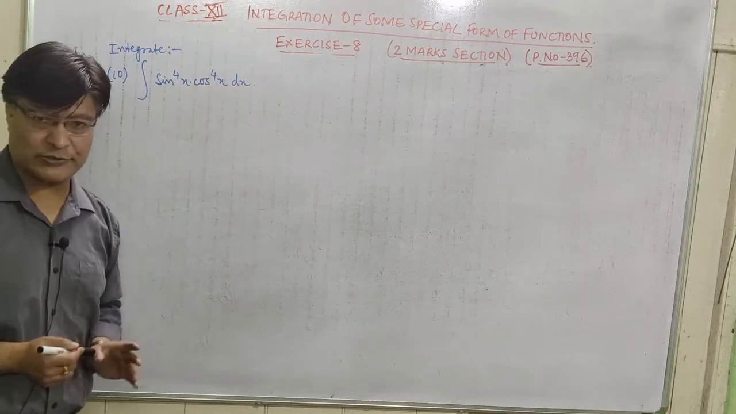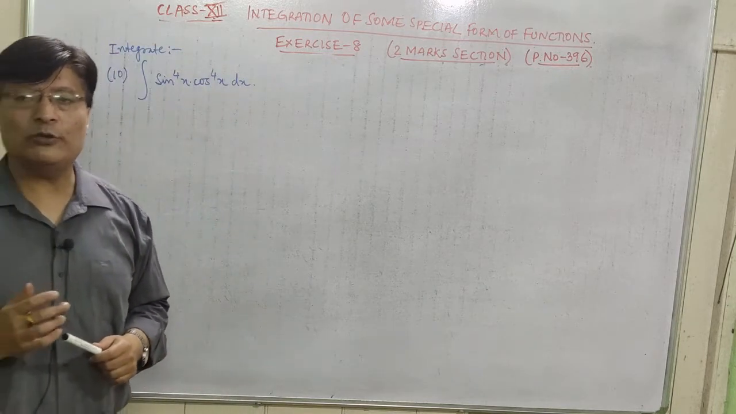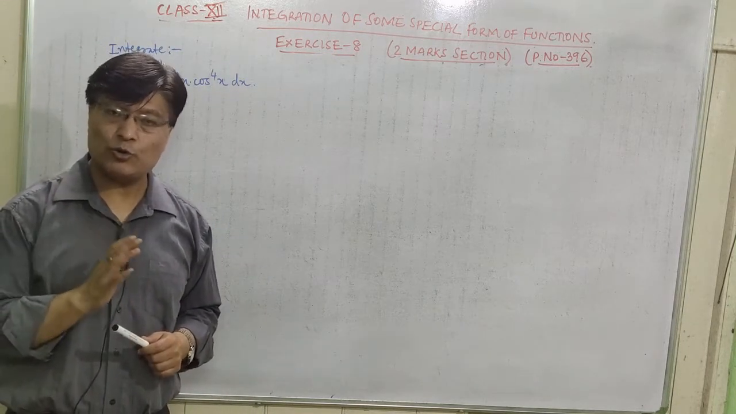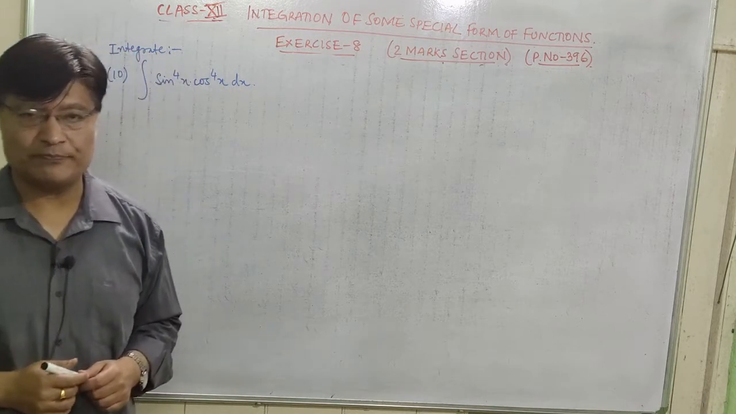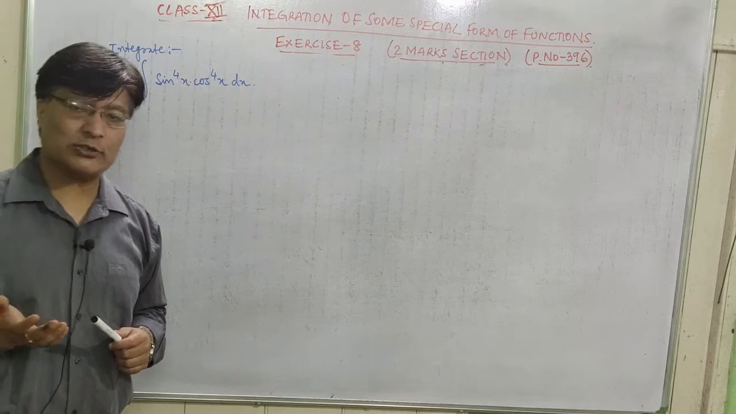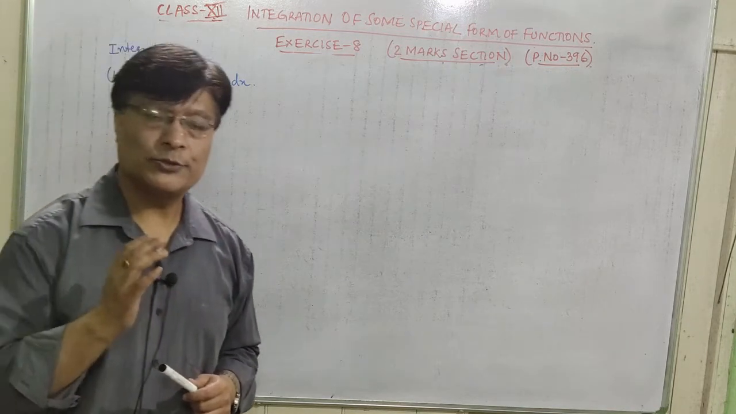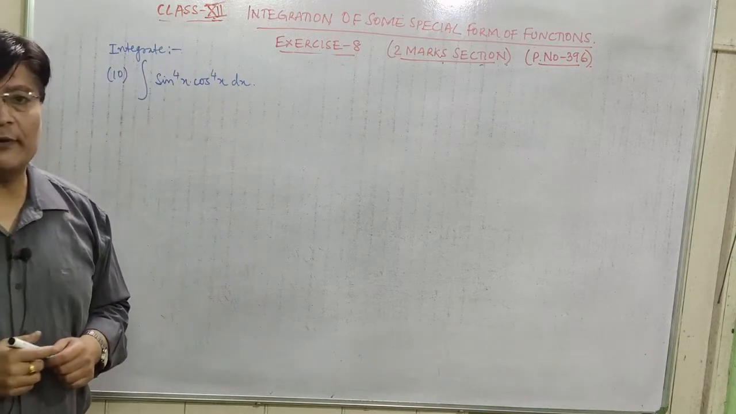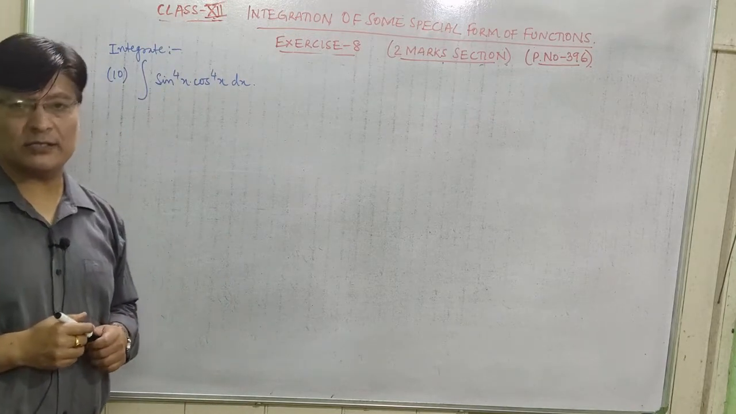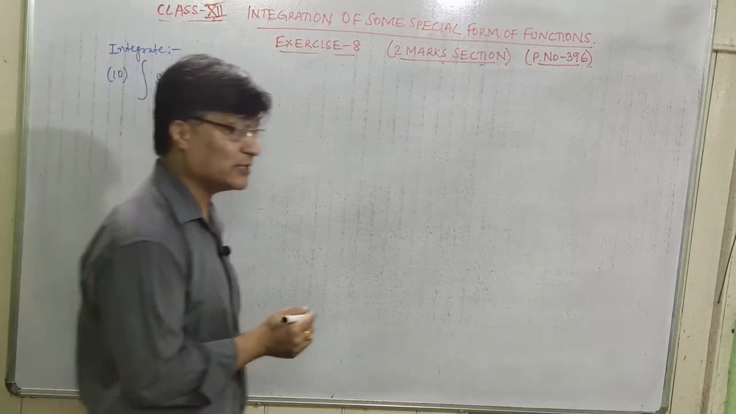So in the last online class I already told you about the method how to integrate these functions. So here also we have both the functions sin x as well as cos x, and both the powers are even powers. So if both the powers are even powers, then you should convert into multiple angles form. So same powers are there, sin 4x cos 4x dx.